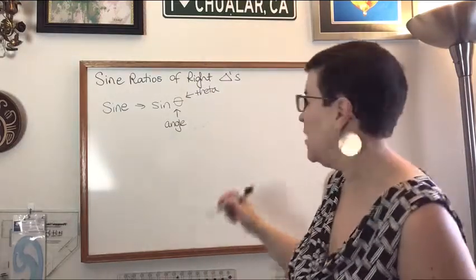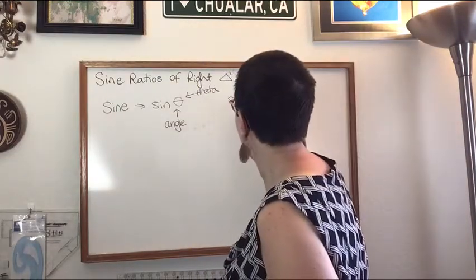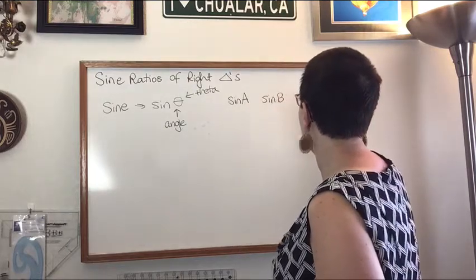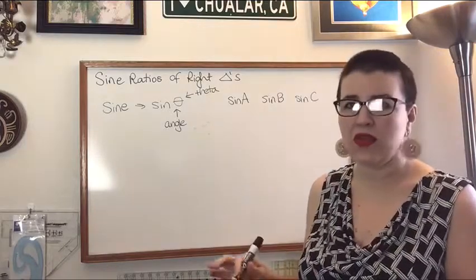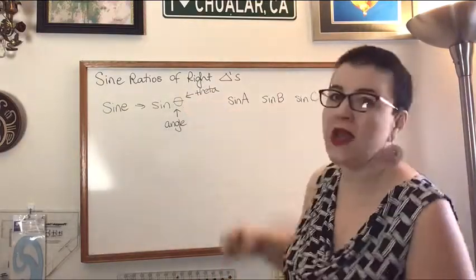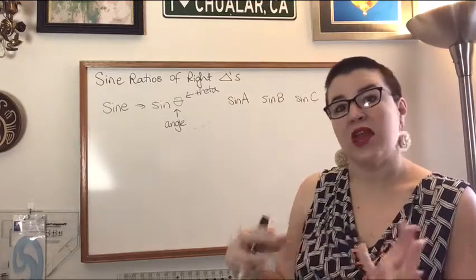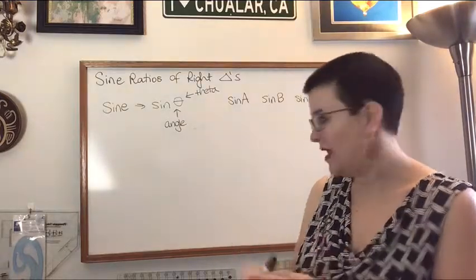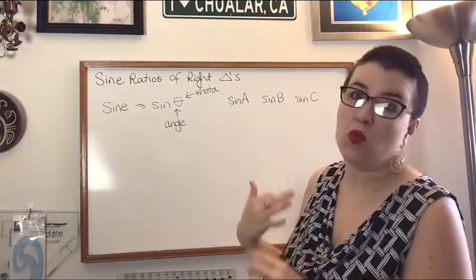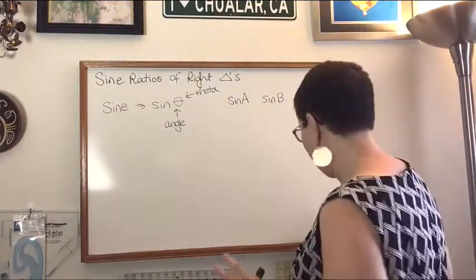You could say sine of angle A. You could say sine of angle B. You could say sine of angle C. You could say sine of any angle that you want. When I do practice problems today, we're not going to use the theta. We're going to actually use A, B, or C because we're going to be looking within a triangle and at its angles. But don't be surprised if you see this theta. This theta just means whatever angle you're talking about.